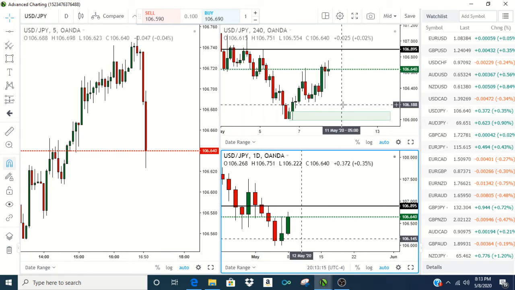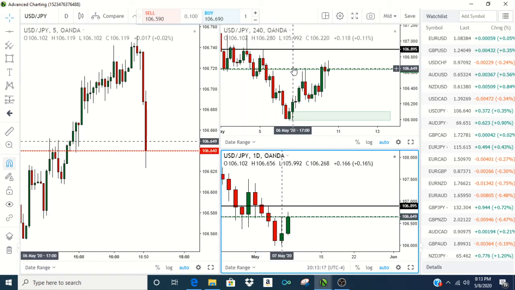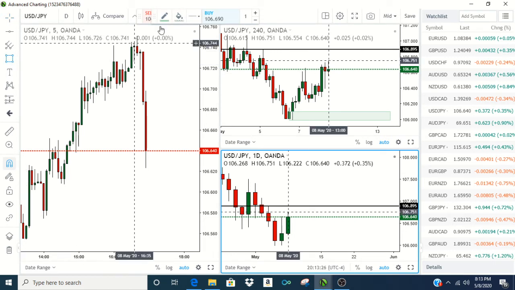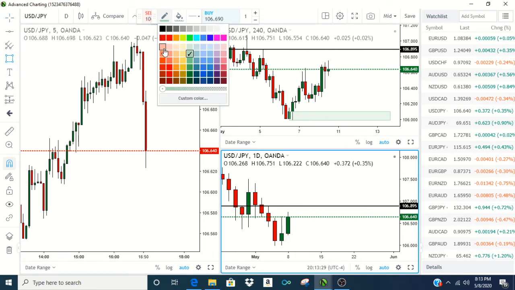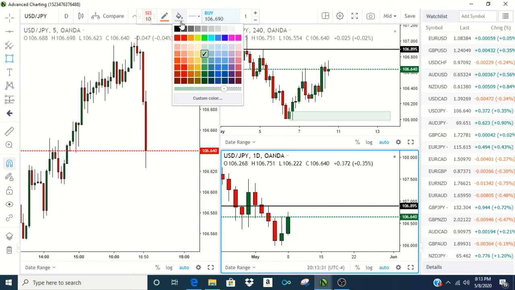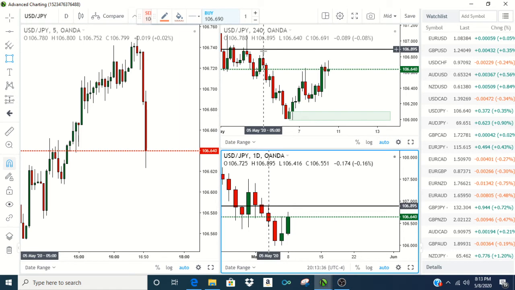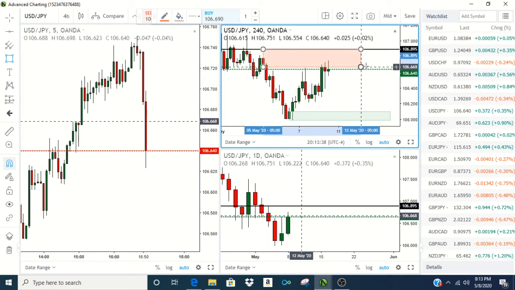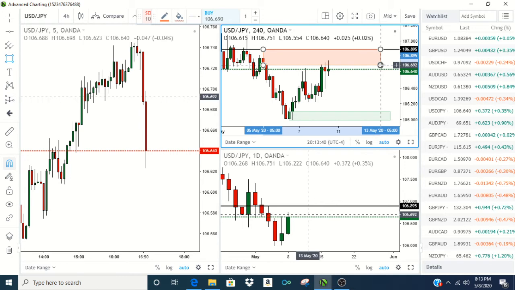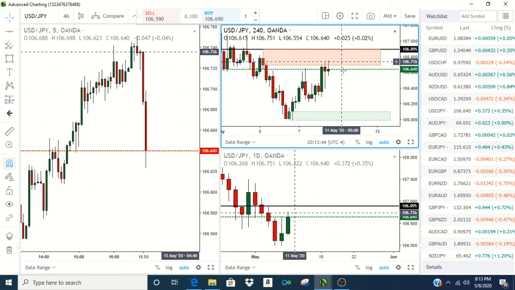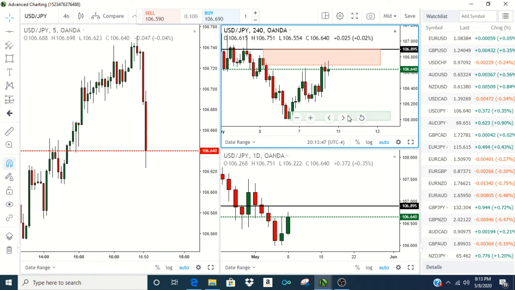And so we see here on a 4-hour chart that there was a zone created. And so we just found our 4-hour supply zone. And so you want to be a seller up here and a buyer down here.